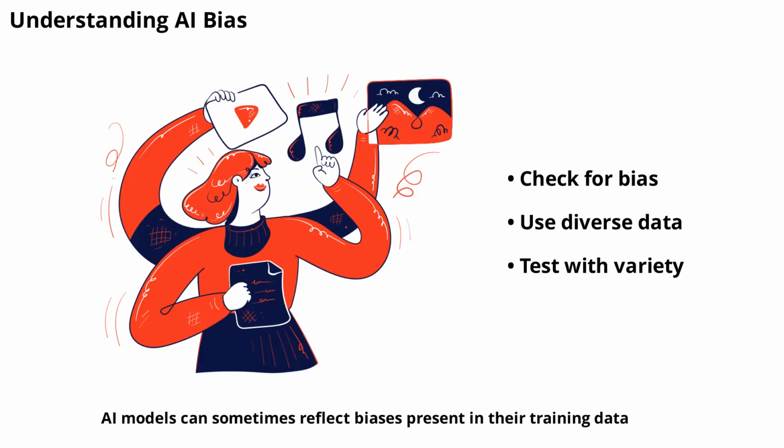AI models can sometimes reflect biases present in their training data. For example, if your dataset isn't diverse, your model might not perform well on new or different data. It's important to be aware of this and strive for fairness in your projects. Use diverse and representative data and test your model with a variety of inputs to minimize bias. Responsible AI development benefits everyone.